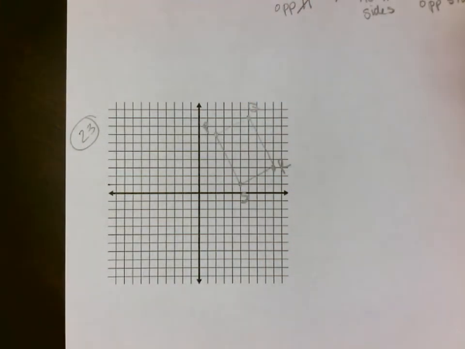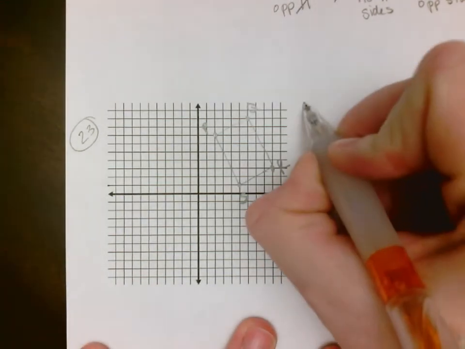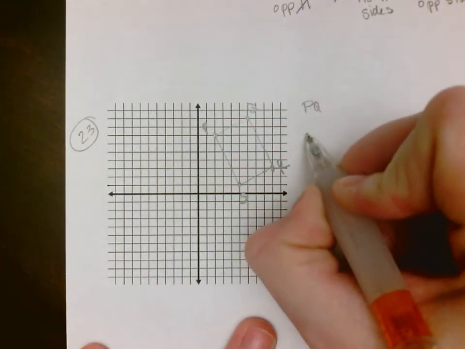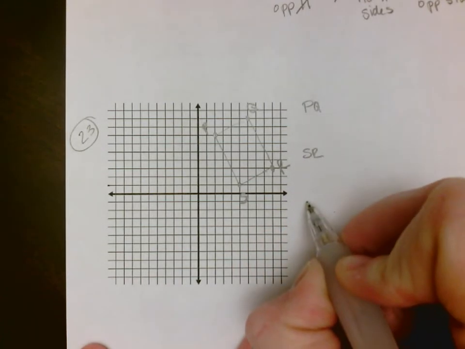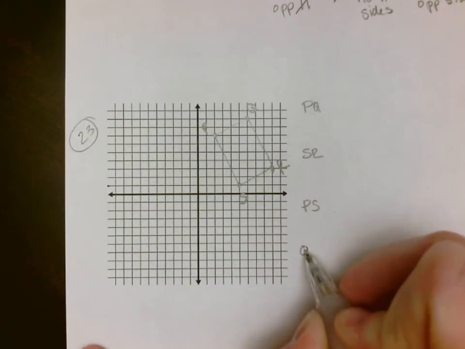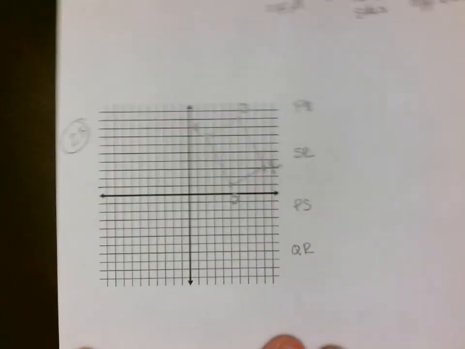So if I sketch this out, it definitely does not look like a trapezoid, and definitely does not look like a kite. So I'm going to play the game of parallelogram. Once again, I'm going to go PQ, SR, PS, QR, and I'm going to start with slopes.